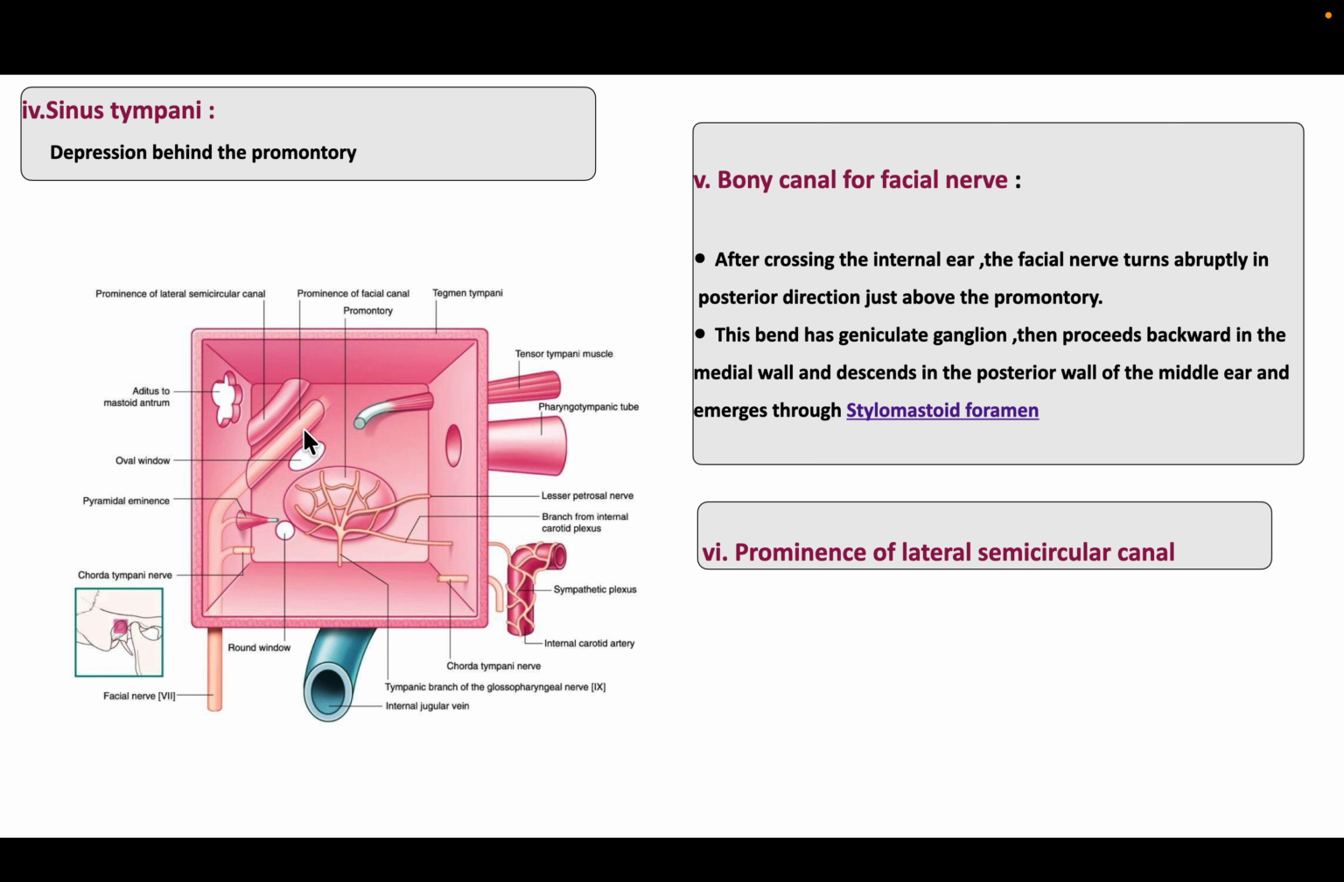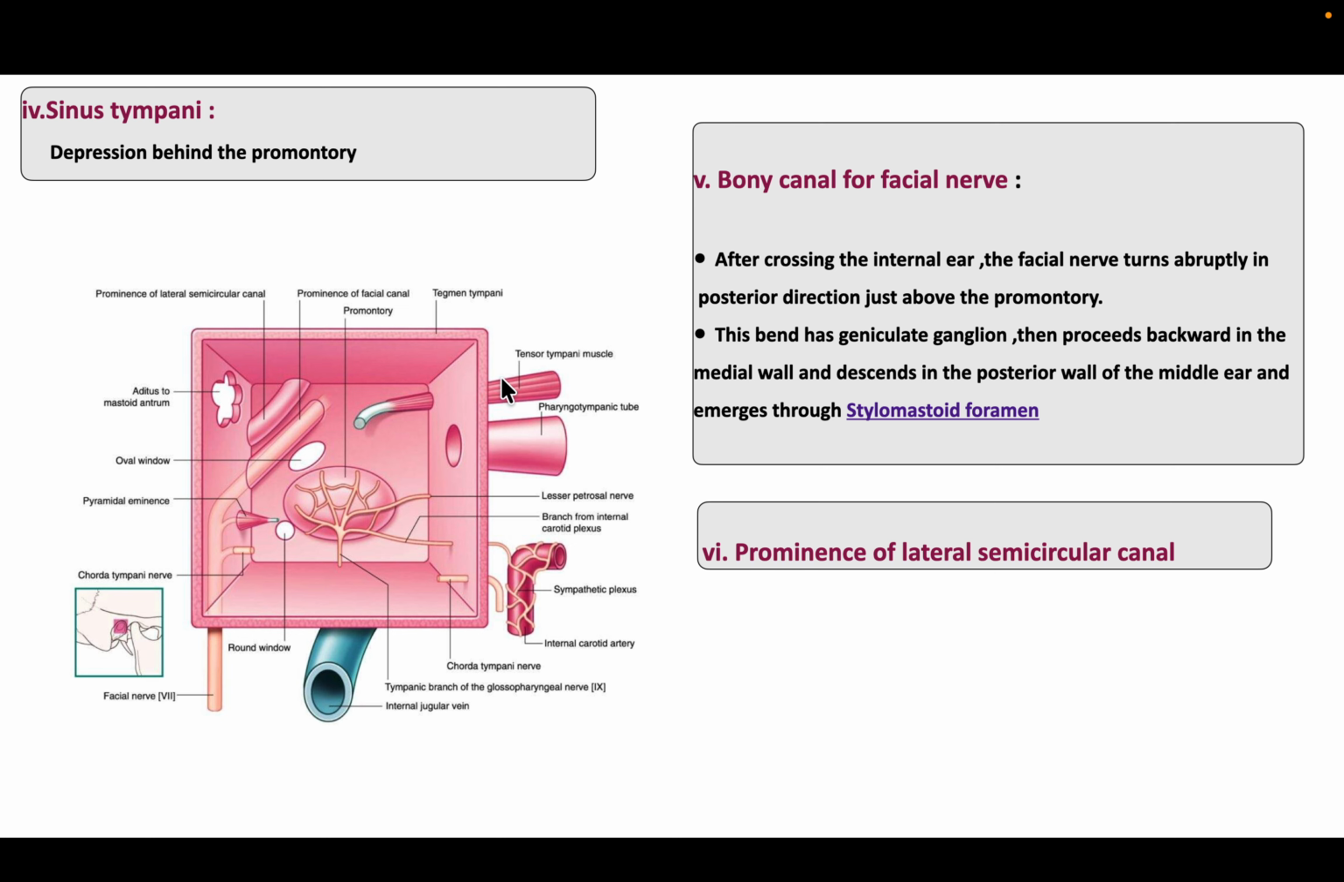And this bend has the geniculate ganglion, then proceeds backward in the medial wall and descends in the posterior wall of the middle ear and emerges through the stylomastoid foramen. Now, the next structure which is visible in the medial wall is the prominence of the lateral semicircular canal. So these are the structures which are visible in the medial wall.